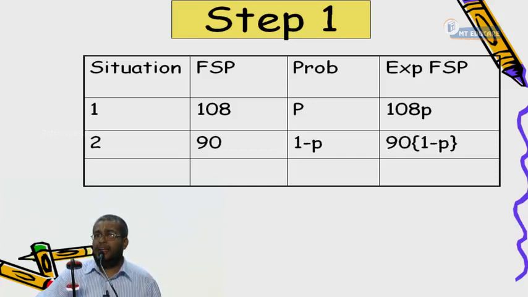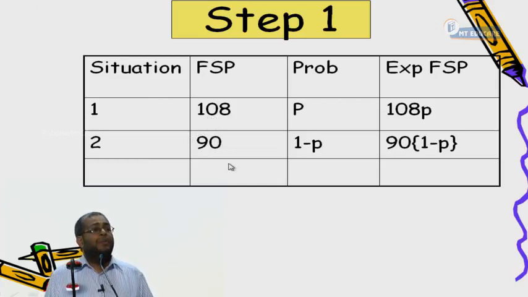Very simple. Somebody asks you, after 3 months, do you expect the share price to be 108 or 90? People will not tell extremes. They always say the average. So the average is 108 into P plus 90 into 1 minus P. It is a weighted average. Yes or no? Don't question the procedure, just follow it. Now, expected FSP is 108 P plus 90 into 1 minus P. This, they say, should be equal to the spot price compounded to future.